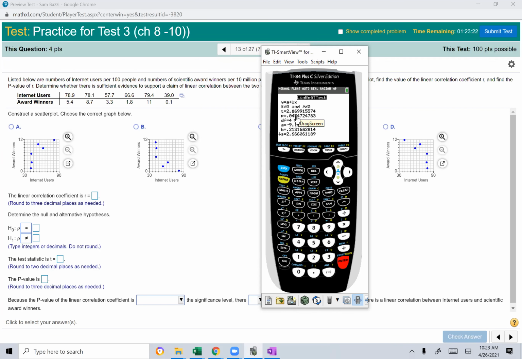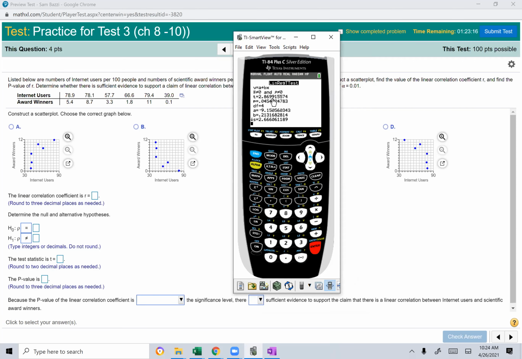P-value is 0.045, and what's alpha here? He says 0.01, so the p-value is bigger than alpha. So fail to reject the null hypothesis, and there is not enough evidence to conclude that correlation is significant.